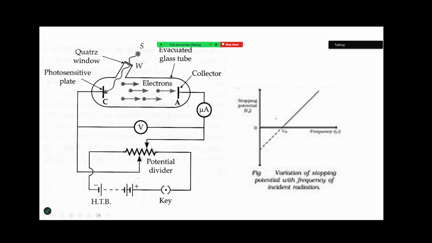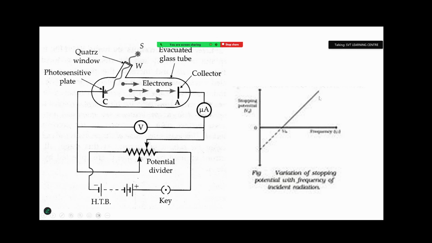So if you draw a graph of stopping potential for different frequencies for a given metal, they are linearly related, that is, it's a straight line, and this line cuts the x axis, or the frequency axis, at the threshold frequency.